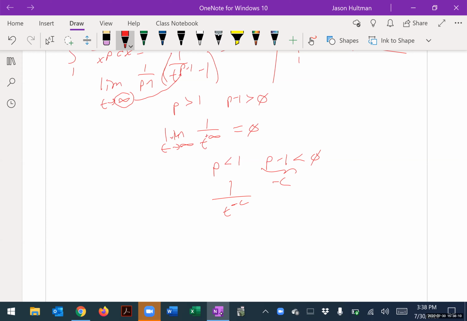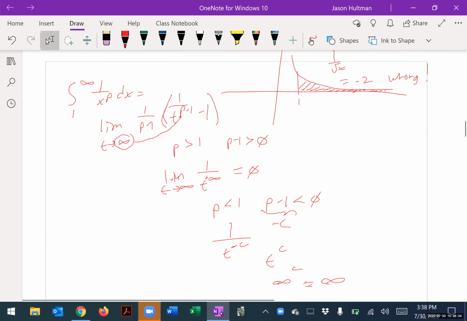How do I know it's a negative c value? Well, because it's less than 0. And so this becomes t to the positive c. And then what's infinity to some value? Well, it's infinity. Infinity raised to some power is still infinity. And so this thing, instead of going to 0, now goes to infinity if p minus 1 is a negative value, and it diverges.